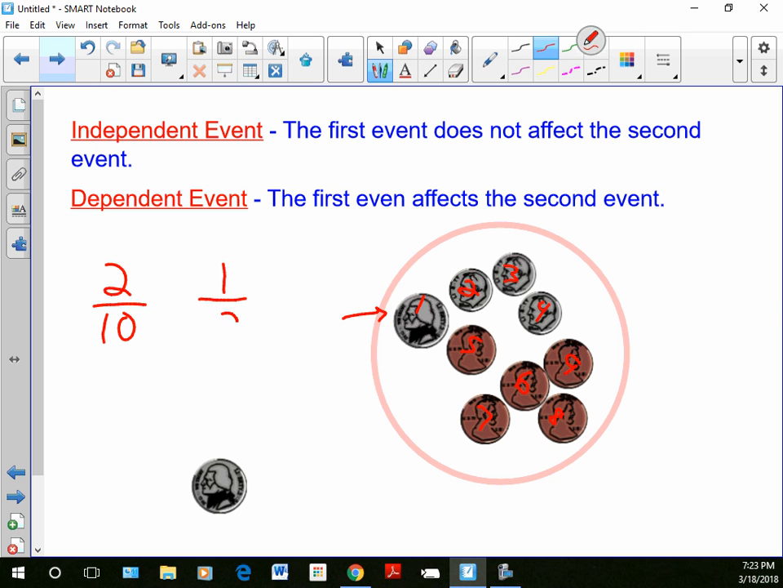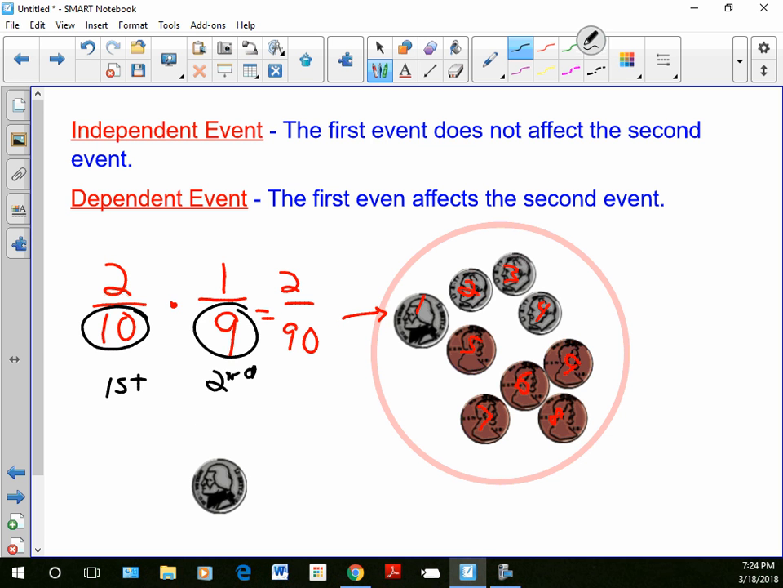So the bottom number is going to change to a 9. When I multiply that, numerator times numerator, I get 2. Denominator times denominator, I get 9. Now, what did you notice? You notice that the denominators changed. The first event affected the second event.